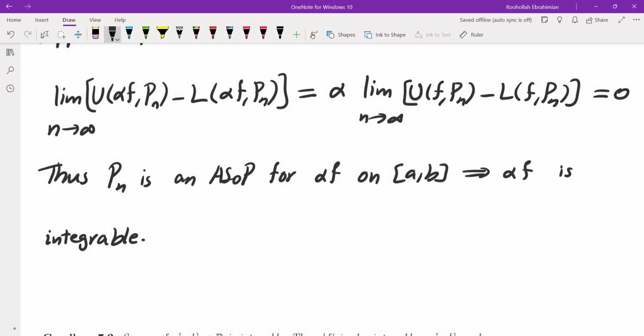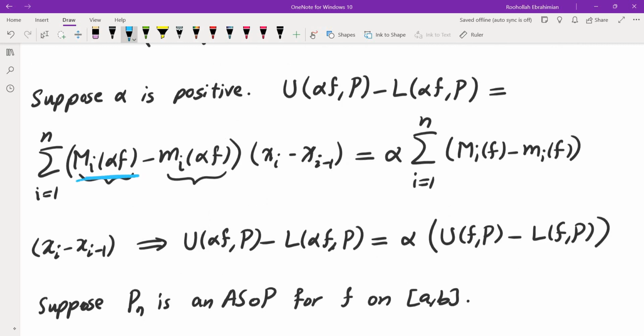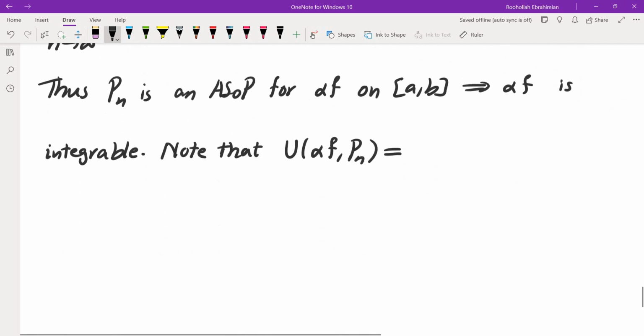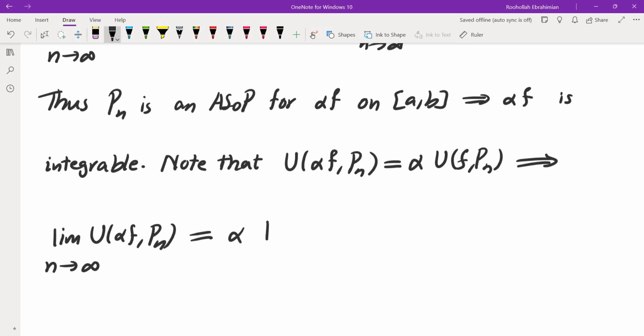Now, if you look at the integral of alpha f, note that the upper sum of alpha f with respect to Pn is, because the alpha comes out, alpha times the upper sum of f with respect to Pn. Which means the limit of the upper sums for alpha f is equal to alpha times the limit of the upper sums of f with respect to Pn.